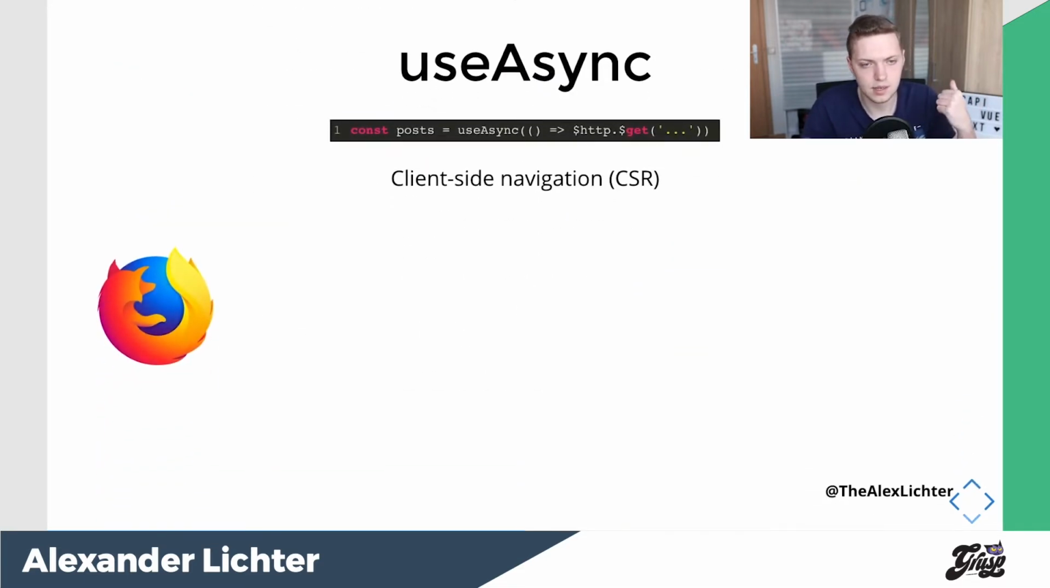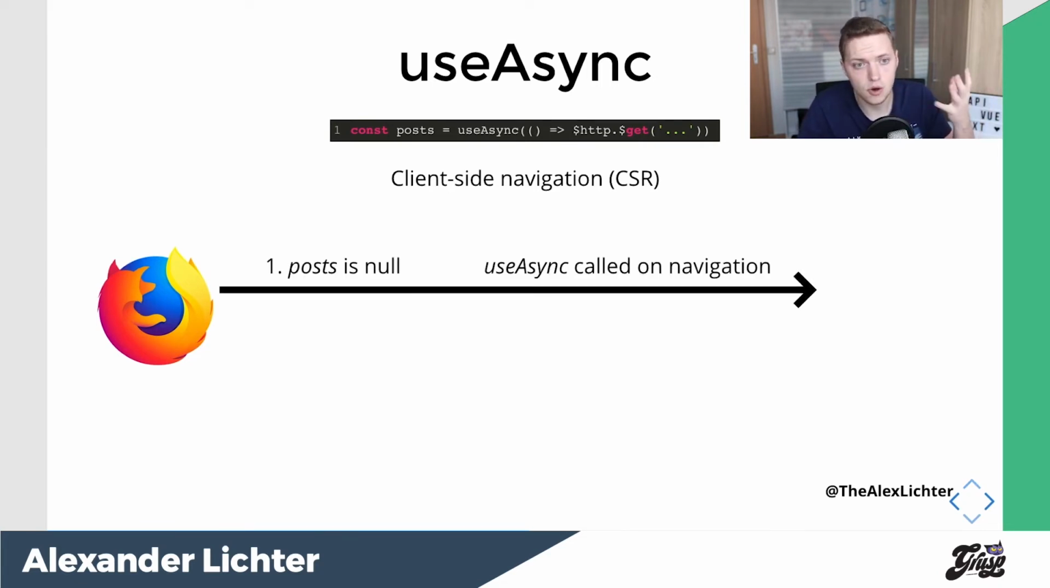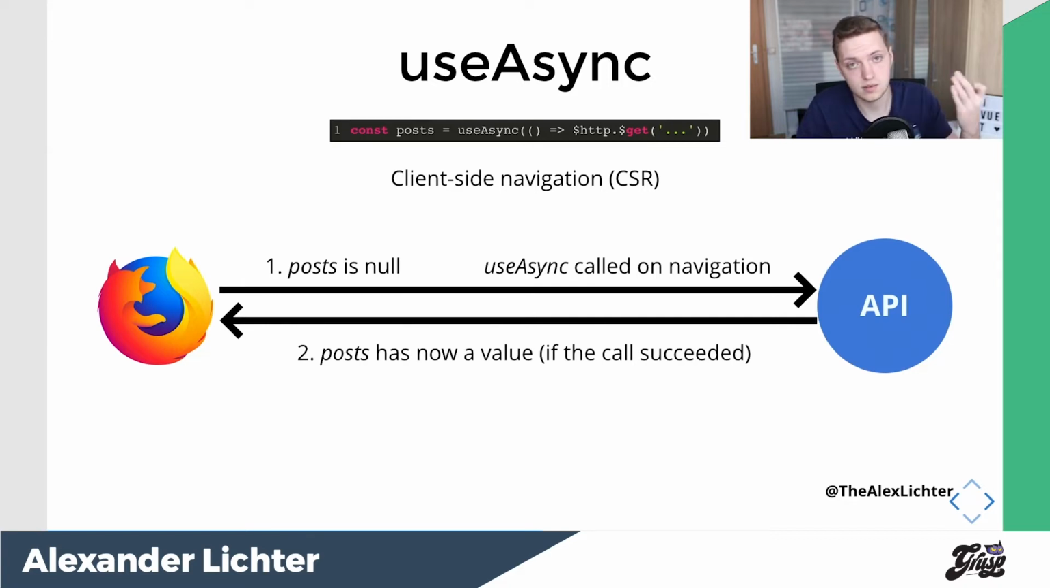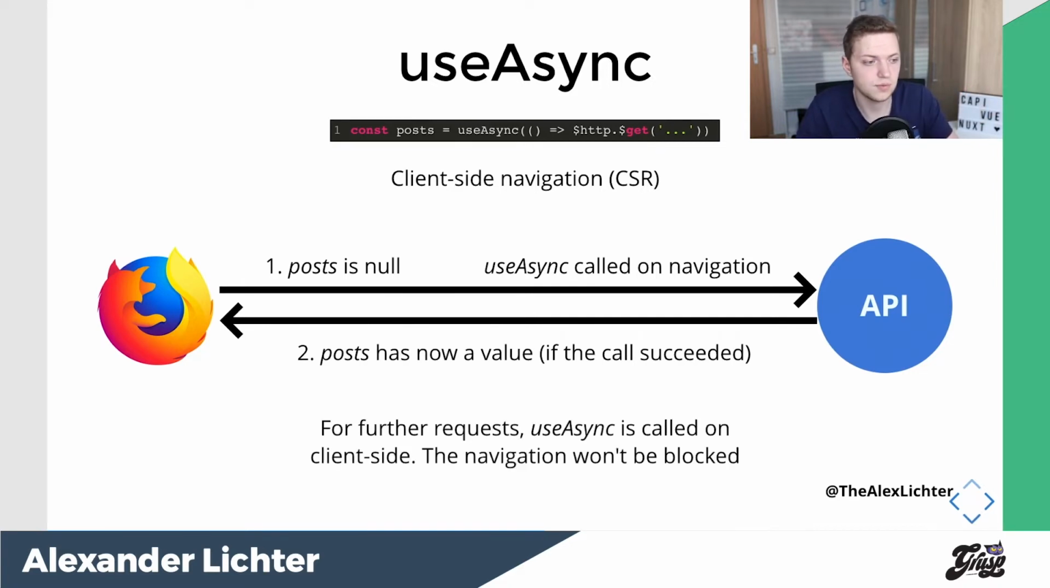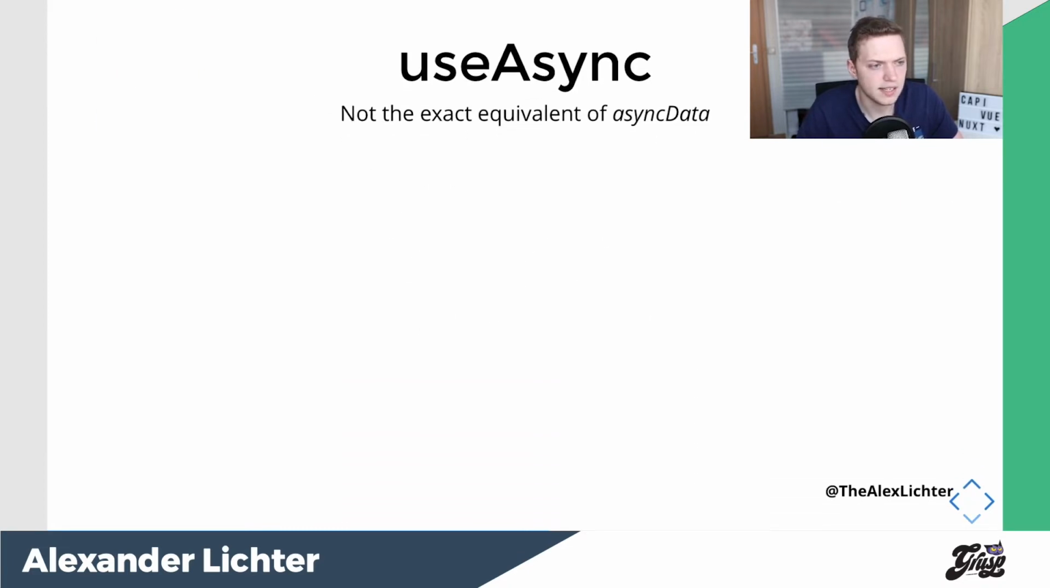On the client side, for example, if you navigate from page A to page B, then we have this scenario where posts might be null, or is null. So it's null, useAsync is called, request to the API, and as soon as the call succeeded, posts has a value, and that's it. Important difference here to asyncData, there won't be any blocking navigation. So the site will be rendered, the content will appear. If you use asyncData, the site will wait for the result, leading to some breaks or some waiting time. Yeah, but that's the main difference here. So it's not the exact equivalent of asyncData.